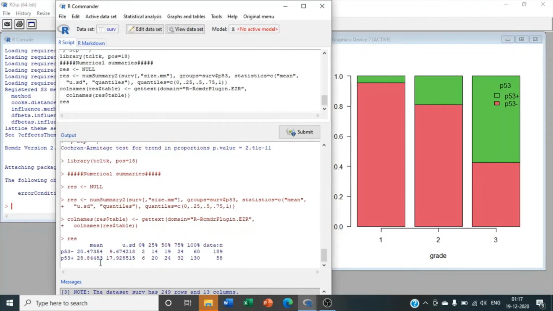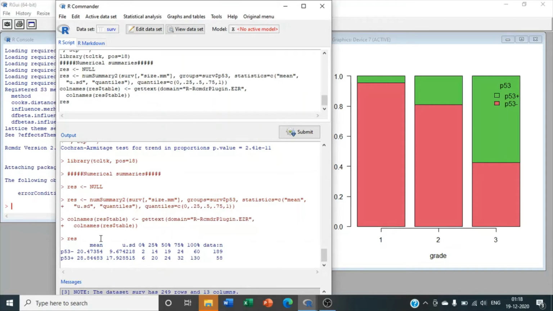As we can see from a basic description, the mean size in the P53 wild type is 20 mm. In the P53 mutant group, it is 28 mm. So there is a difference in size. However, the variability in the P53 mutant group is higher. The median size of the P53 mutant group is also higher than that of the P53 wild type. The third quartile is higher, the maximum is higher.